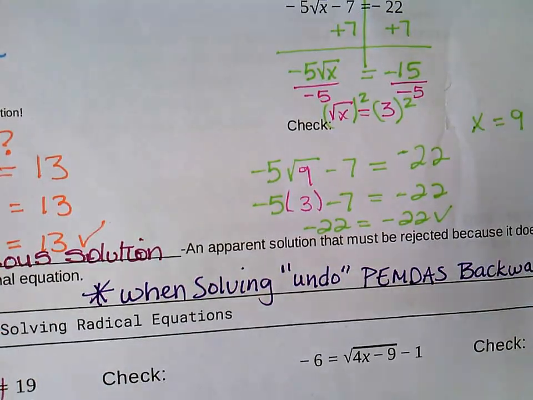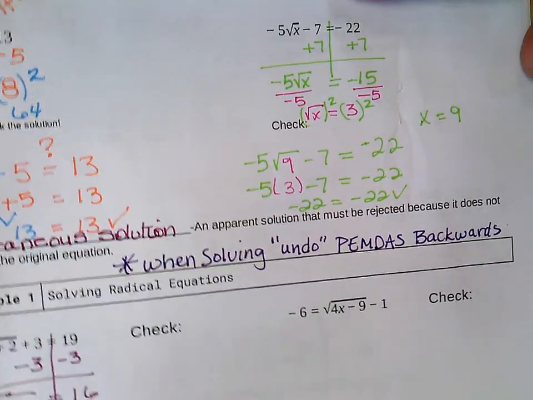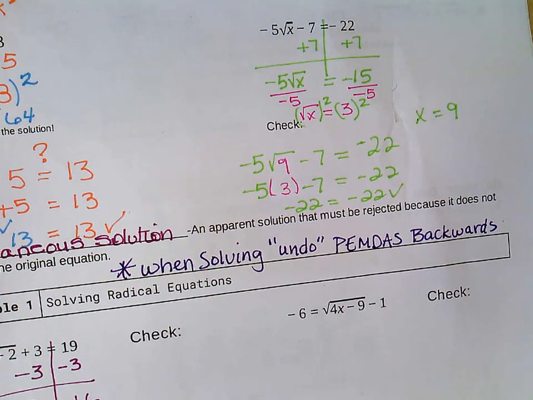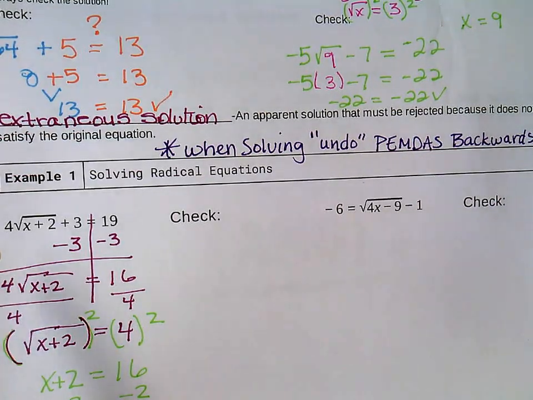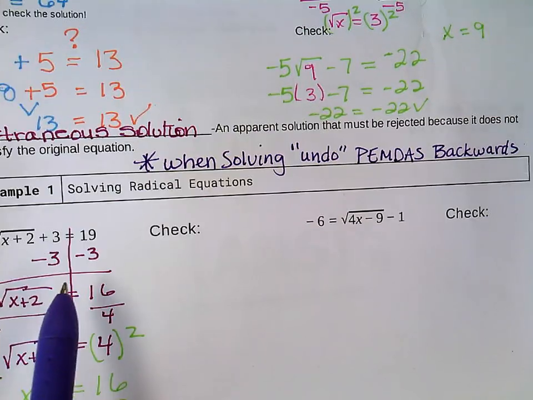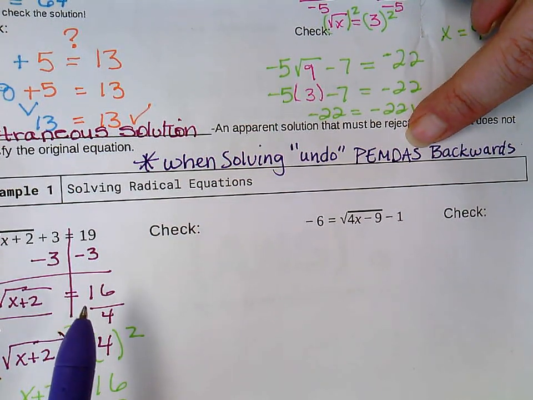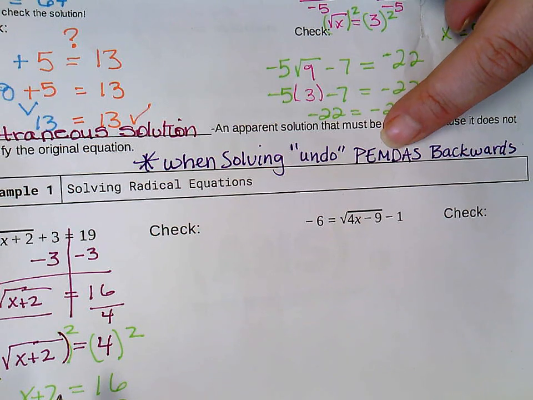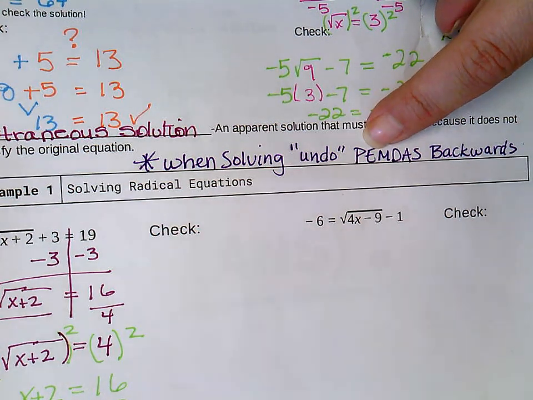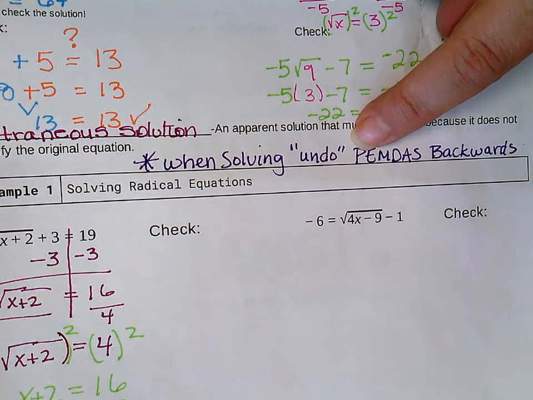Okay, so here is a little tip. When you're solving an equation, you're going to do your undoing using PEMDAS backwards. So notice what I did. I did my subtraction first. So you're going to undo any addition or subtraction first. Then you're going to undo any multiplication or division. Then you're going to undo any exponents, square roots, and so on. Then you will undo any parentheses, okay?